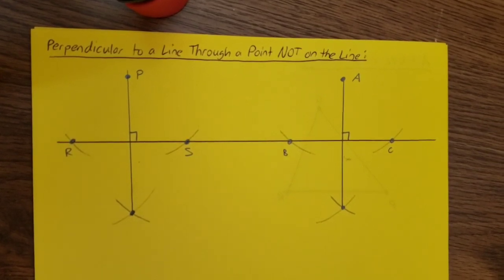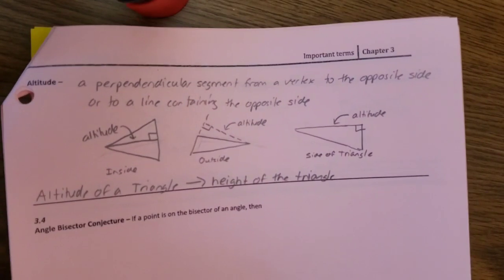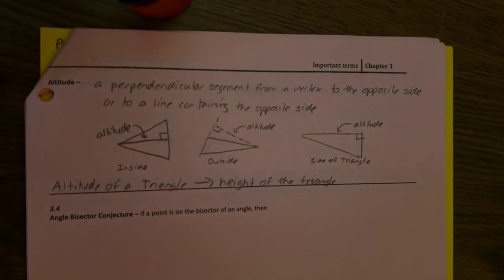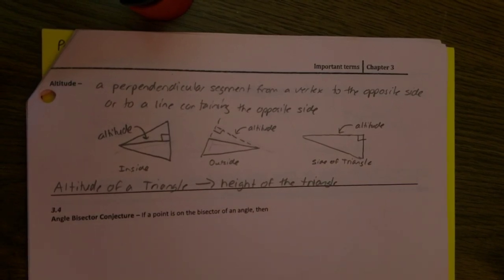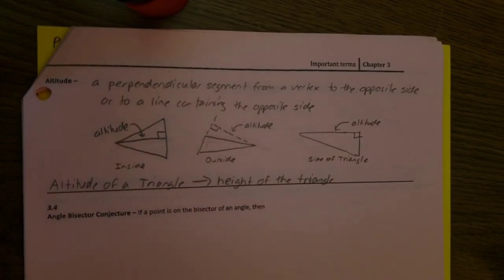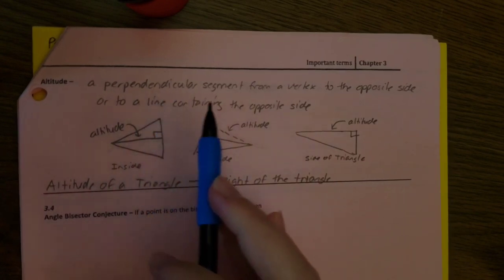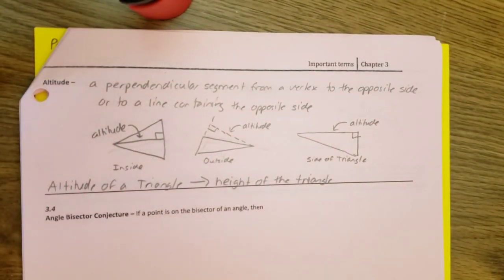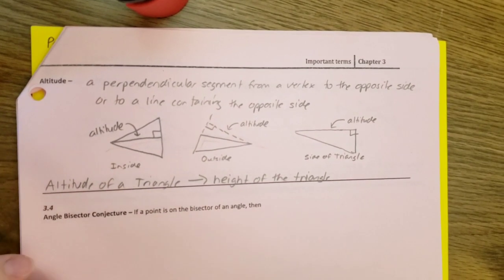All right, now that we know how to construct these perpendiculars, we can talk about what good is this going to do us. We can use this to talk about the altitude of a triangle. Now, this is something that you have on your definition packet, hopefully already, that you looked at. An altitude of a triangle, that is the perpendicular segment from the vertex to the opposite side, or to a line containing the opposite side. That sounds very complicated, very extra fancy.